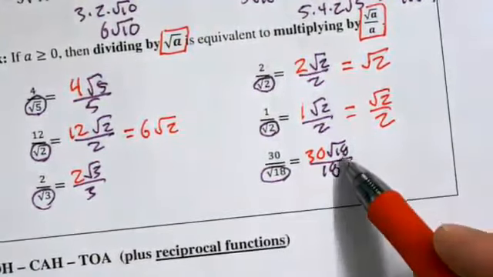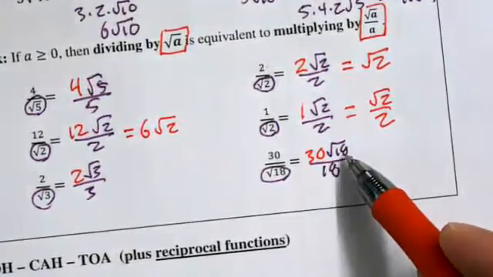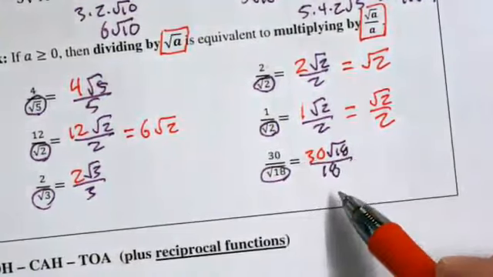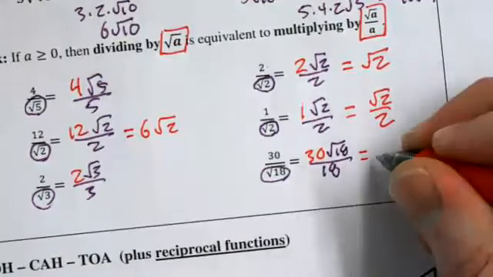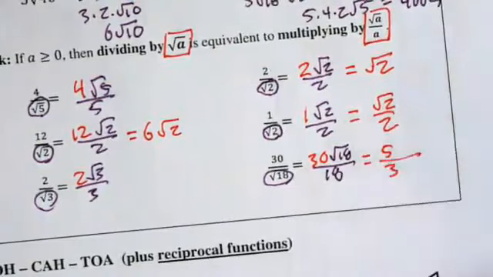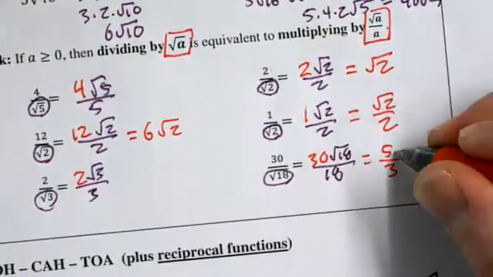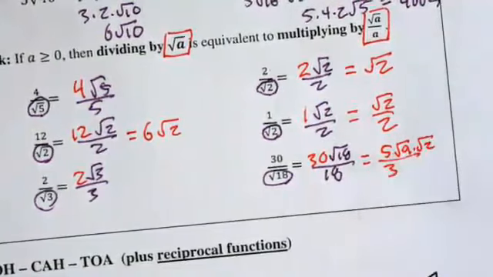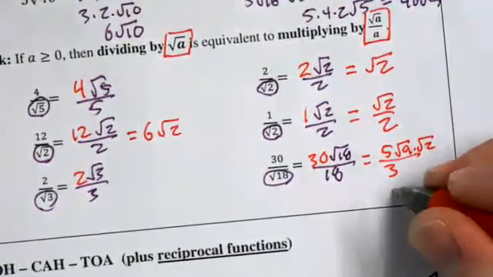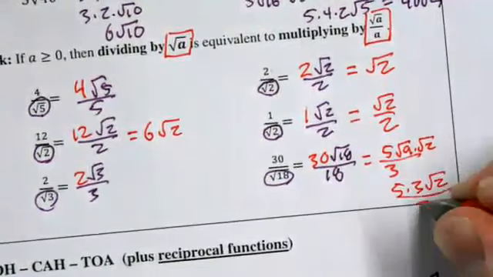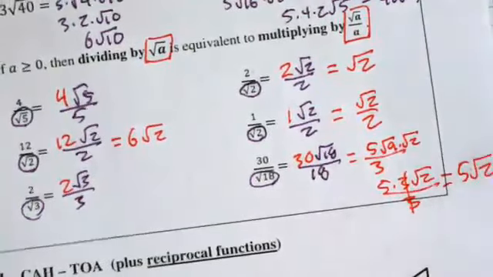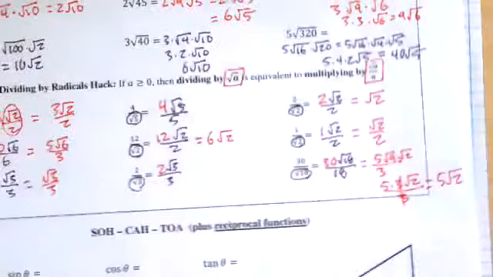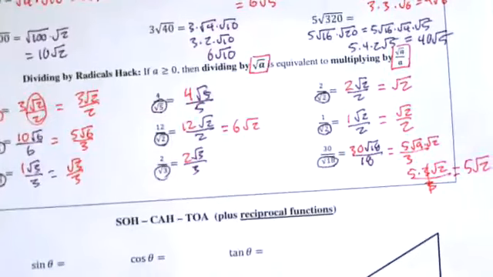Probably simplify this. And 30 over 18 is about to multiply 6. It's 5 over 3. Root 18 would be 9 times 2. So that's 5 times 3 radical 2 over 3. Those cancel. That last one was a little tricky. I had a couple things we needed to do to simplify that.